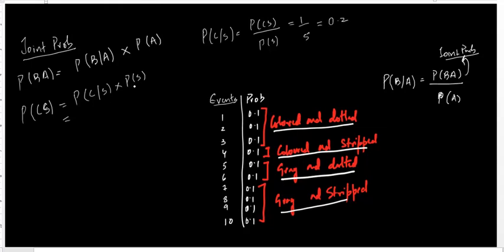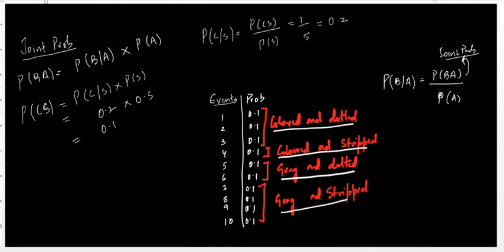Now what is the probability of striped? How many striped balls do I have? I have 1 over here and 4 over here, so I have 5 striped balls, which means the probability of striped balls is going to be equal to 0.5. Multiplying this by 0.2, in this way I calculate the probability of a colored and striped ball occurring together, which is going to be 0.1.